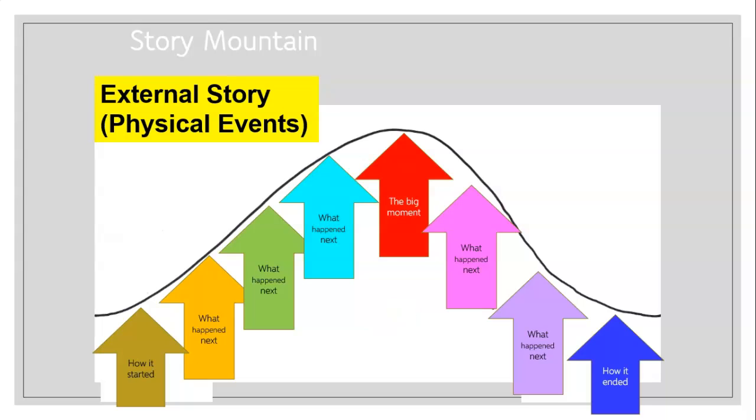The external story arc starts with how it started, so that's your exposition on your story map. Then you have the next three things that happened, that's your rising action. The big moment, that's your climax. What happened next, that's your falling action. What happened after that, that's your falling action. And how it ended, that's your resolution.